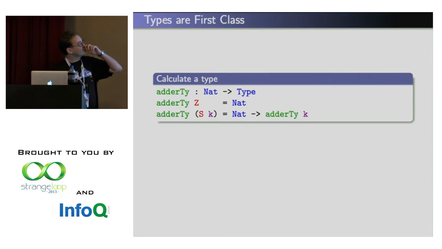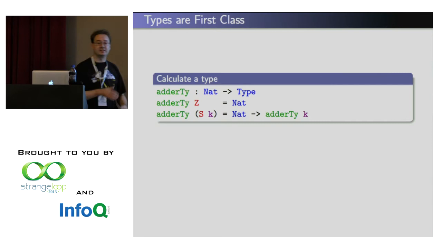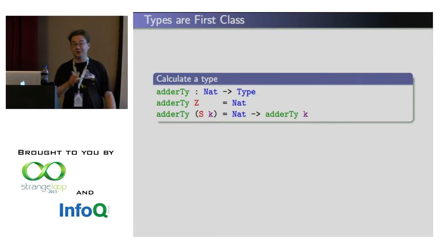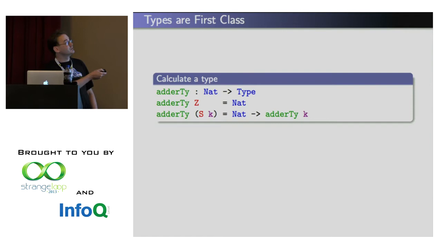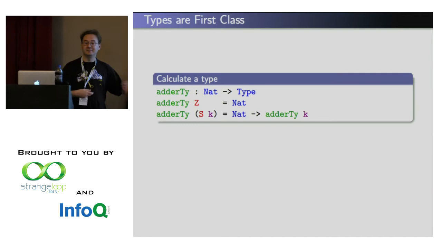So here, what we're doing is calculating a type. The function I'm trying to write here is a sort of variadic adder. It's an adder that takes a number of numbers, and I'm going to say in the first argument how many more numbers I'm going to take. If it's a zero, then I'm not going to take any more arguments. I'm just going to give you a nat. And if it's a successor, I'm going to ask for another number and return the rest of the type. So the adder function looks a bit like this.